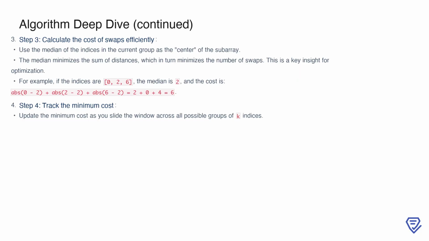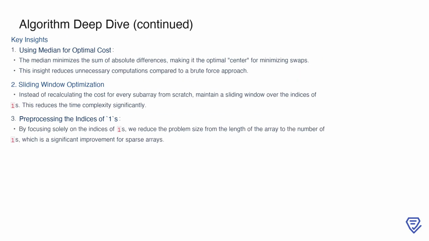Using this approach, we calculate the cost for each sliding window of k indices in the positions array and update the minimum cost as we progress. The key insight here is that using the median to determine the optimal center significantly reduces the complexity of calculating costs. This eliminates the need for exhaustive recalculations for every subarray, as would be required in the brute force approach. Additionally, the sliding window technique ensures that we can efficiently evaluate each group of k indices without redundant computations.